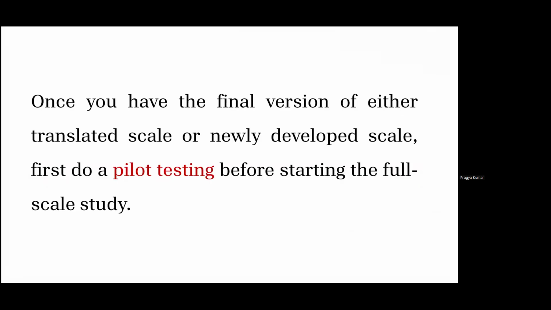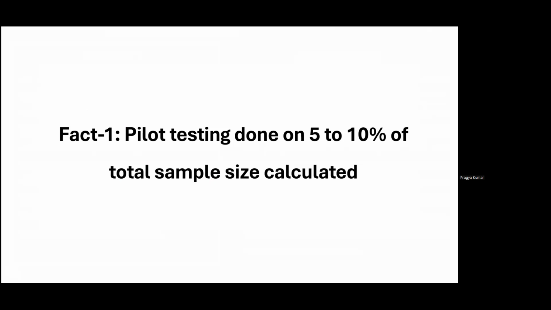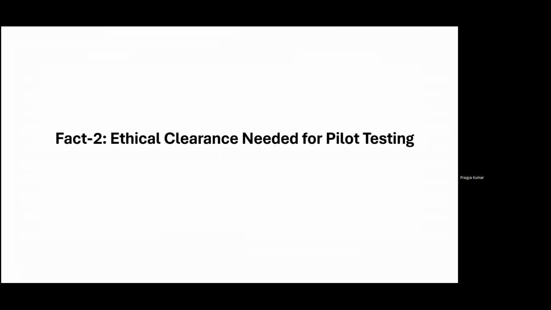So once you have got the final version of either the translated scale or the newly developed scale, you do the pilot testing before the final. It is generally said that pilot testing should be done on 5 to 10% of the total sample size calculated. In one of our PG studies, the total sample size was 250, so we did it on 25. But again, you can have a pilot test on up to 10% of the sample.